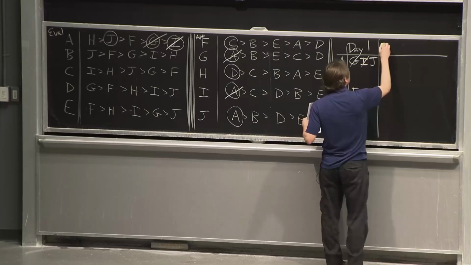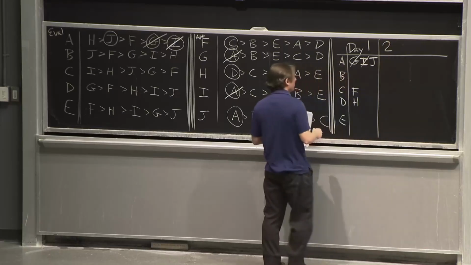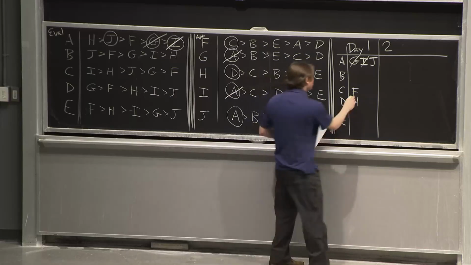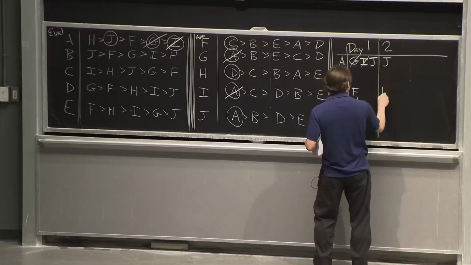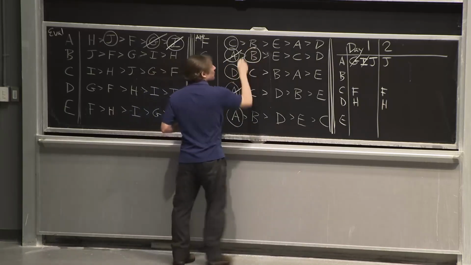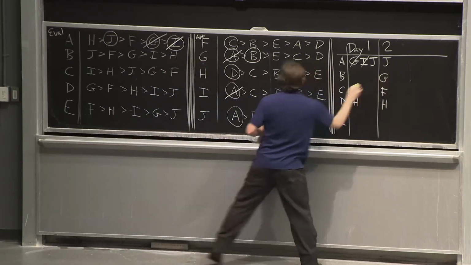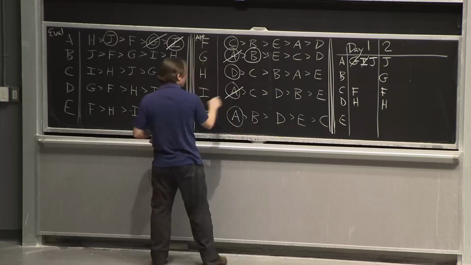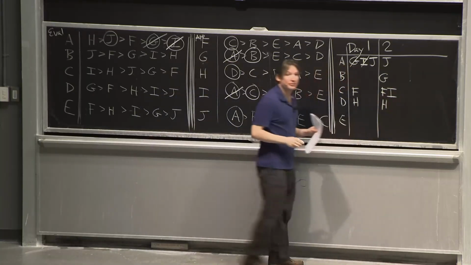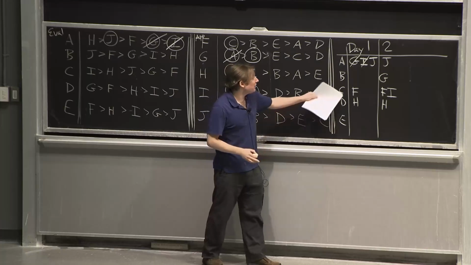All right, so that's what happens on day 1. What about day 2? Well, J, F, and H weren't rejected, so they stay where they are. But G and I have to go somewhere new. So G is now going over to B, and I is going over to C. All right? And now C has a choice.